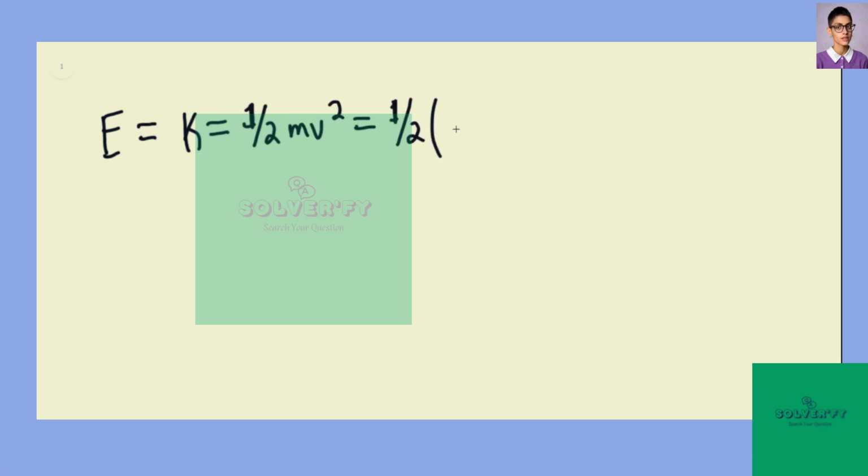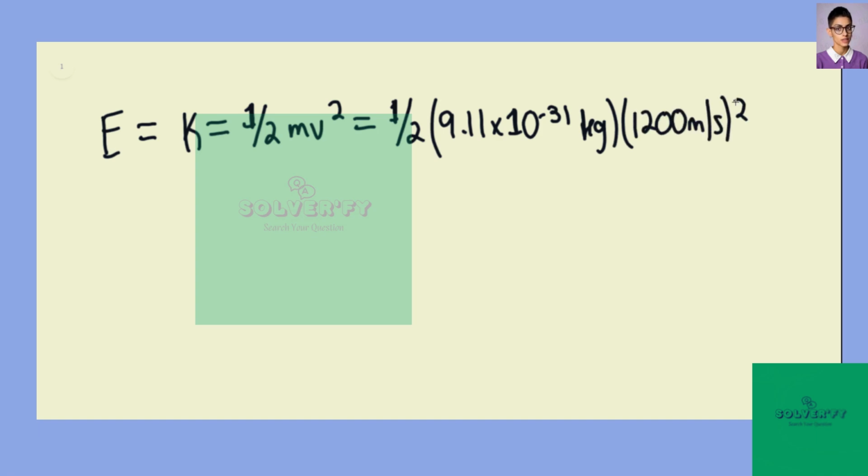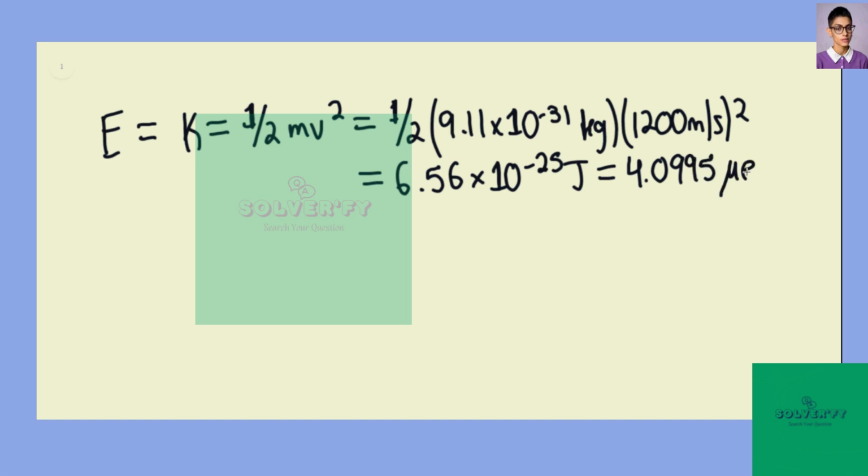We can say that the energy of the electron in region 1 would be equal to the kinetic energy of the electron in region 1, and this would simply be equal to 1/2 mv squared. We can solve. This would be 1/2 multiplied by 9.11 times 10 to the negative 31st kilograms multiplied by 1200 meters per second quantity squared, and this is going to be equal to 6.56 times 10 to the negative 25th joules. And this is going to be equal to 4.0995 micro electron volts.